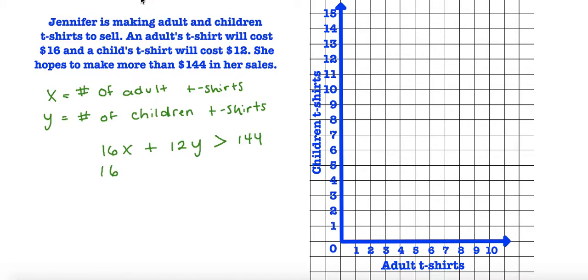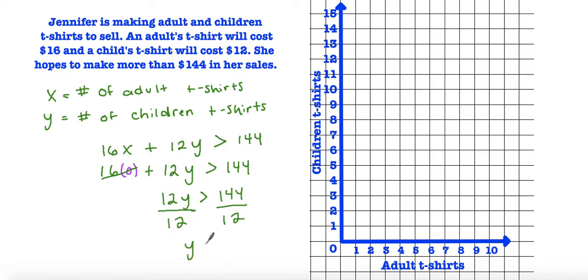So $16 times 0. So we're getting our y-intercept now, plus 12y is greater than 144. So 16 times 0 is just 0, and so that cancels out. 12y is greater than 144. In order to get y by itself, we have to divide both sides by 12. So y is greater than 12. So here our y-intercept is (0, 12).